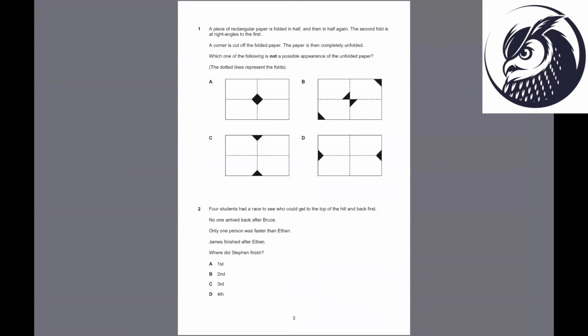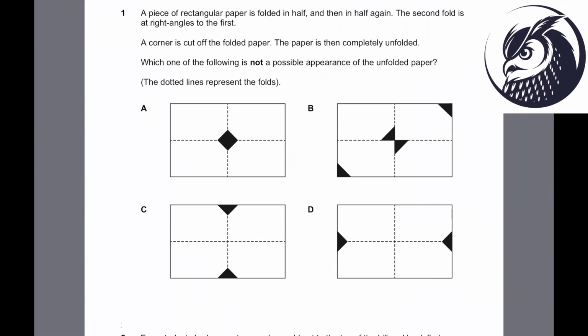Okay, so for these types of questions, what we want to do is, first of all, identify what's happening. So we know that we fold a rectangular piece of paper in half and then in half again, and then we cut a single corner. An important thing to notice is that only one of the corners is cut off, and then it's completely unfolded, and we see 4 potential answer options. And we want to find the one that's not possible for it to occur.